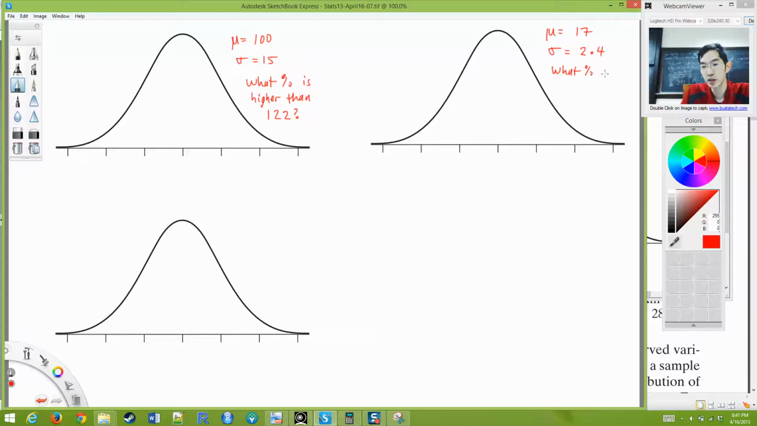What percent is lower than 20.6? Try those two out first, and then we'll do one more together. So I'll give you guys a couple minutes to figure these out.